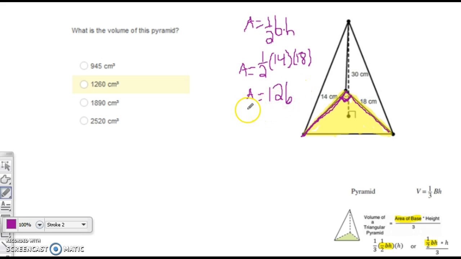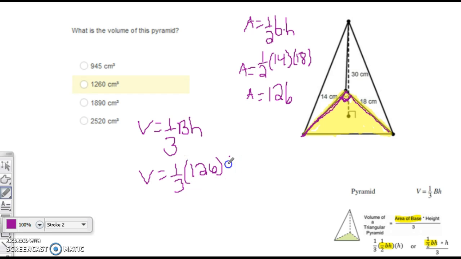Okay, that is actually going to go in for big B because that's the area of the base. So now I'm going to go down to my volume formula. 1/3 times big B times H. And I'm going to plug in the area of the base is 126. And now I need to know the height of the whole pyramid. Well, from the center of the base all the way to the tippy top point is 30. So I'm going to plug that in. And then it's a calculator problem.